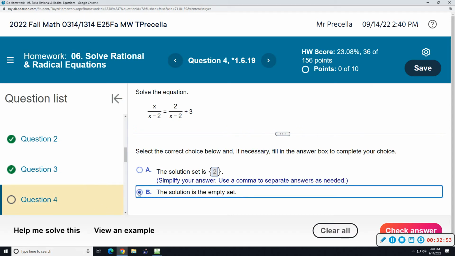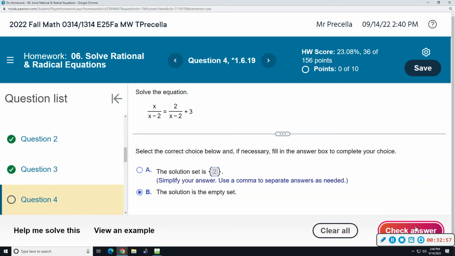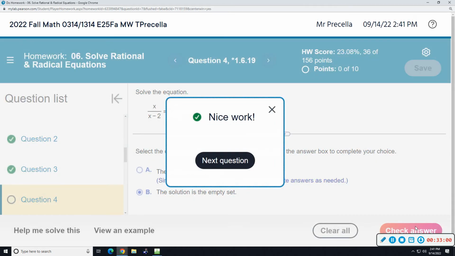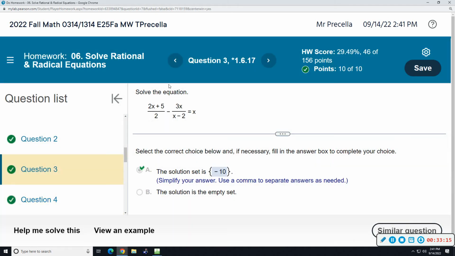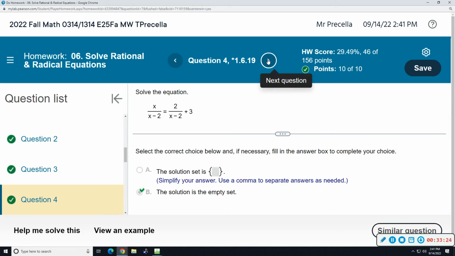So, option B, the solution is the empty set. I would prefer they say no solution, but instead they're saying the solution is a set of numbers, and there are no numbers in that solution. So when there's no solution, select the empty set option. Any questions there? So if there are 2 different denominators, like this one, multiply by both of them. If there's the same denominator, then those are the easier ones.